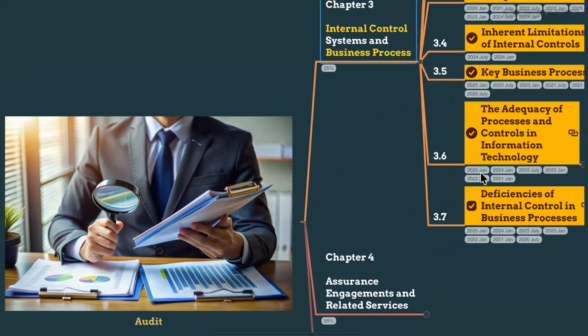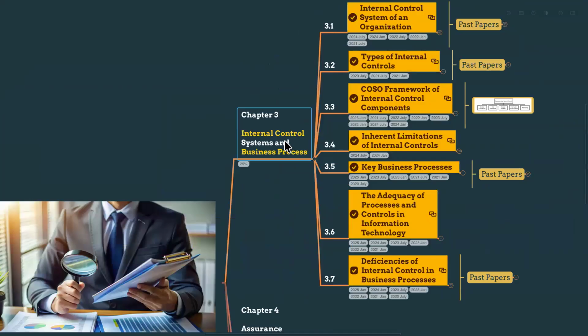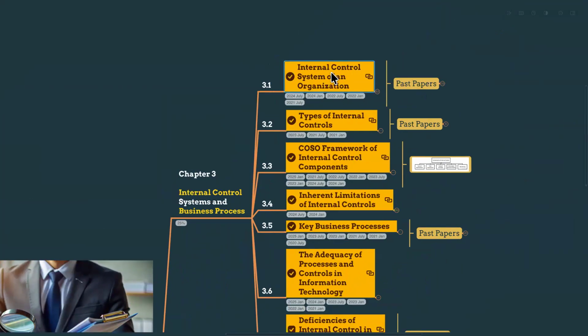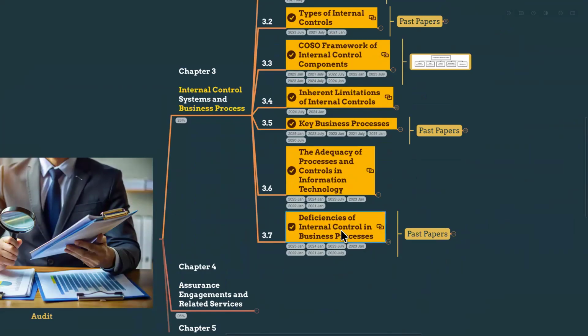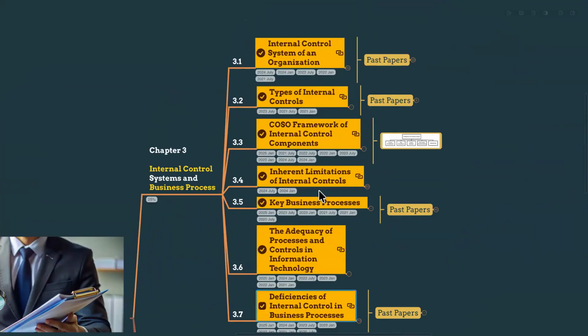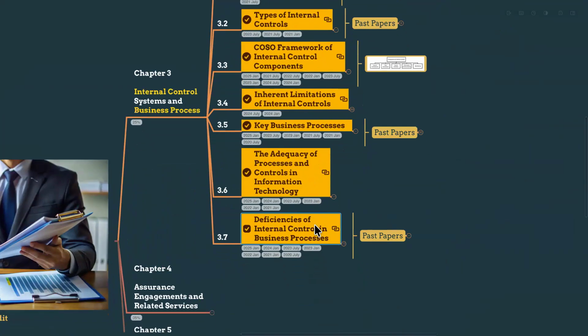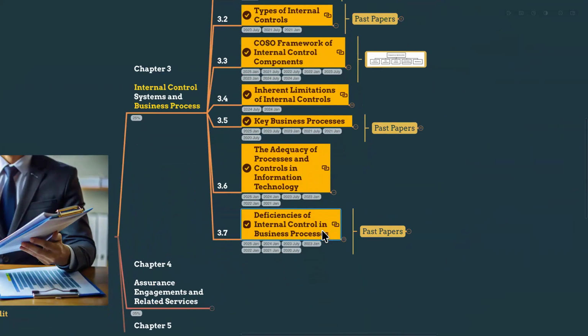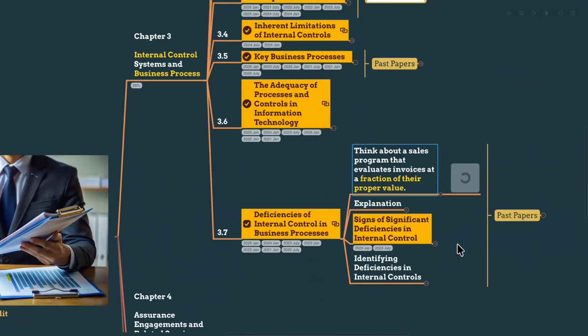And so far, we are in the process of finishing this chapter 3, that is internal control systems and business processes. So I think most probably this is your final class from this chapter 3. This is a very important chapter because most of the questions will be here. Definitely, you will have 25 marks questions here.